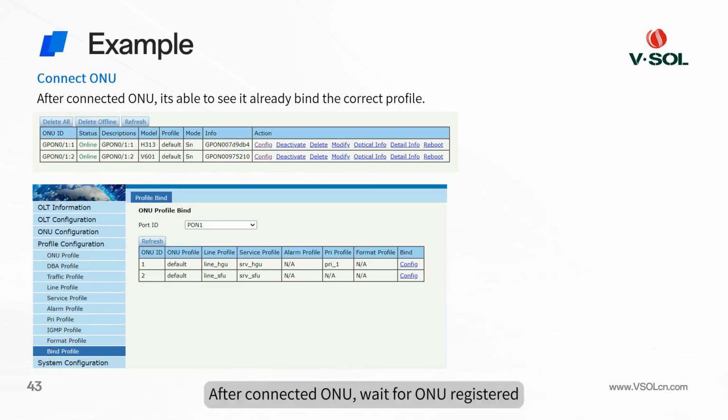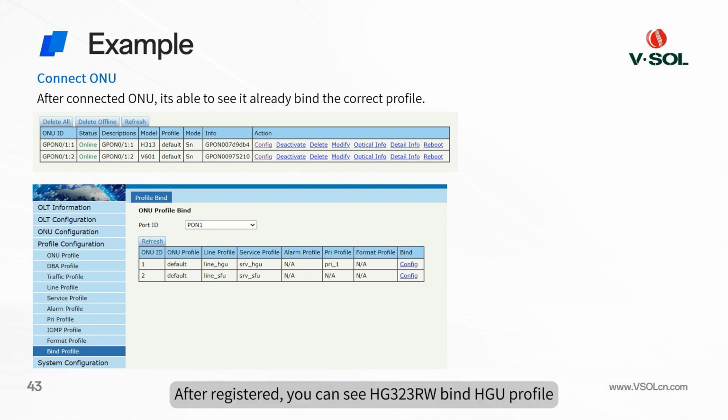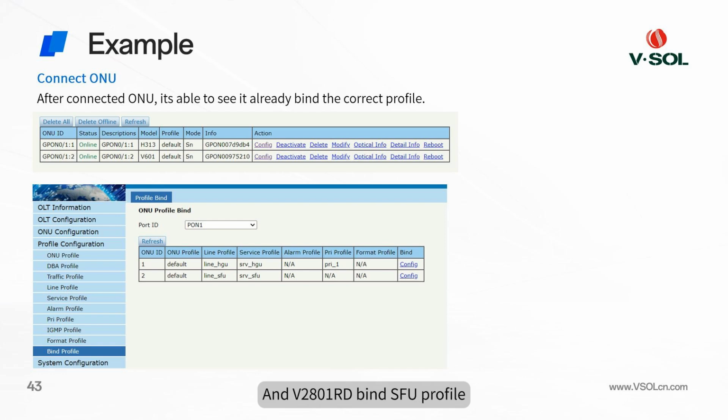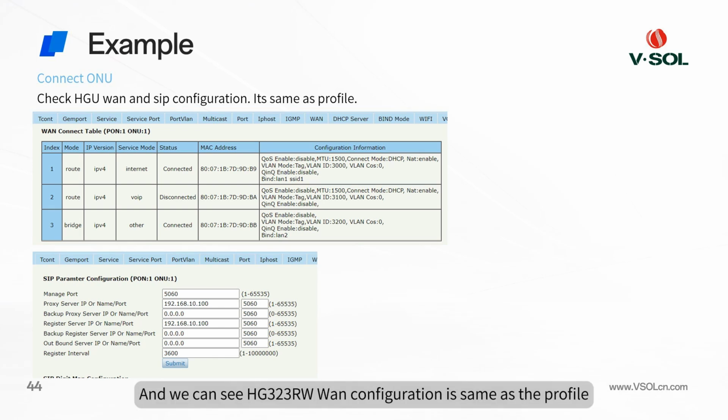After connecting the ONU, wait for the ONU to register. You can check the ONU binding status at profile configuration, Bind profile. After registering, you can see HG323RW binds the HGU profile and V2801RD binds the SFU profile. Then we can click the ONU config, and we can see the HG323RW WAN configuration is the same as the profile. And we can see the SIP server configuration is also the same as the profile.